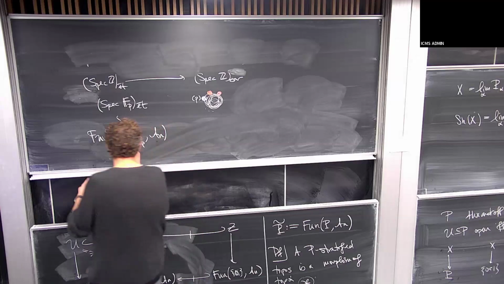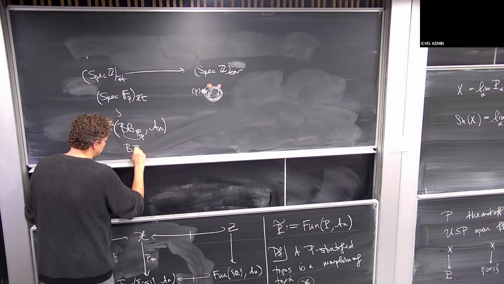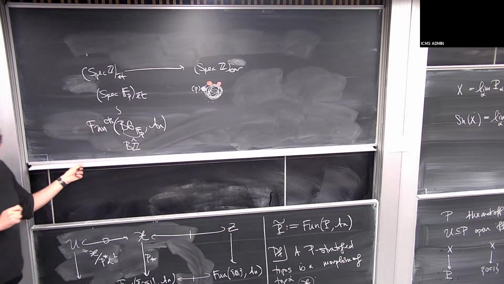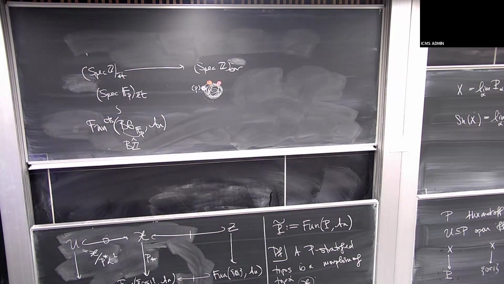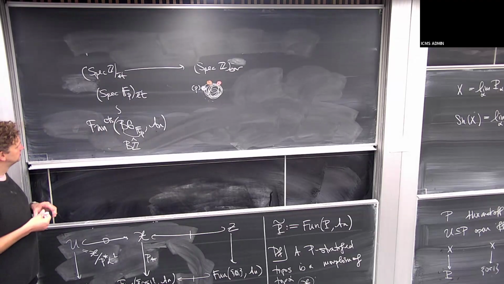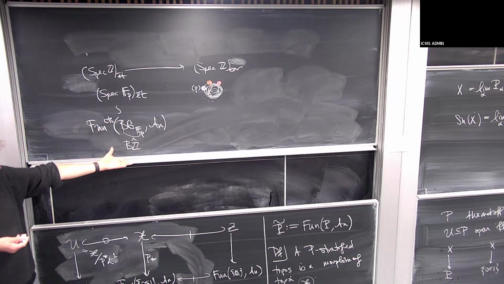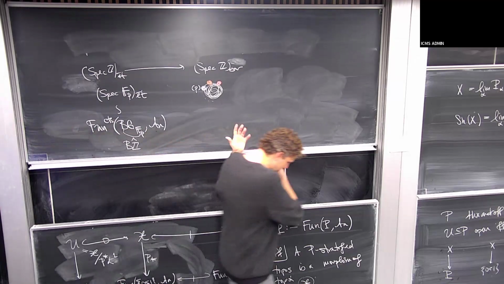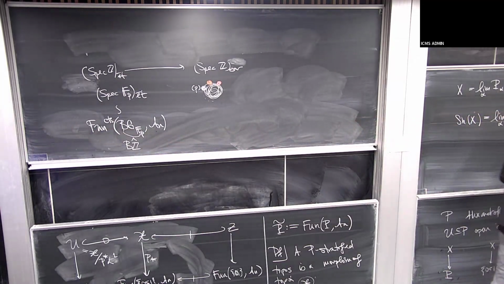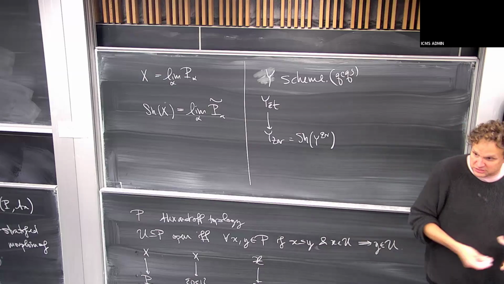So this is the classifying space of Z hat. So it's kind of a profinite circle. I mean, it's literally a profinite circle. I don't know why I'm being coy about it. It's literally a profinite circle.